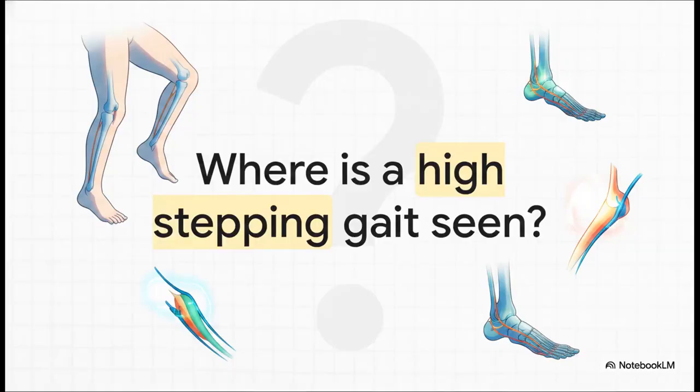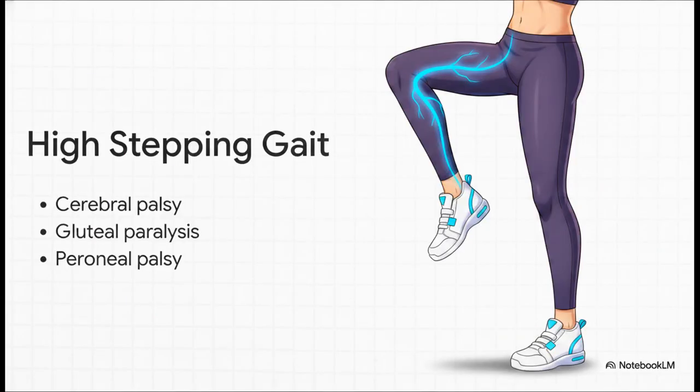High-stepping gait is seen in which of the following? Is it A, cerebral palsy, B, hip joint arthritis, C, gluteal paralysis, D, palsy of common peroneal nerve, or E, palsy of sciatic nerve? The answer is D, palsy of the common peroneal nerve.